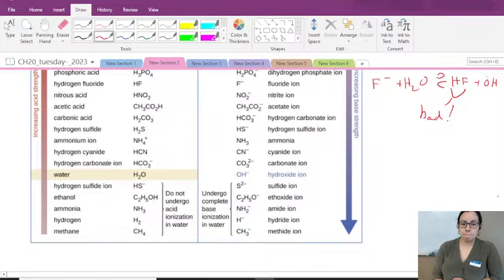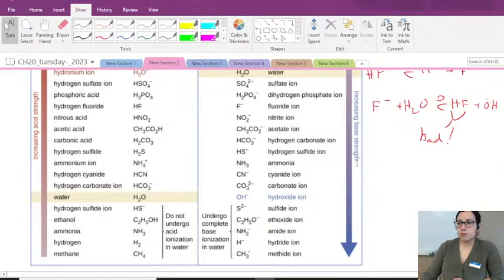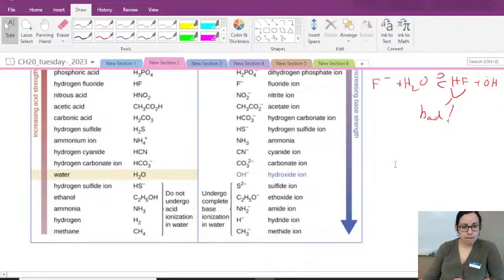So for the strong acids, you said the equilibrium lies all the way to the right. For the strong bases, would the equilibrium lie all the way to the left? Well, to the right, because we still write it like that. Okay, still. It's the same sort of concept.